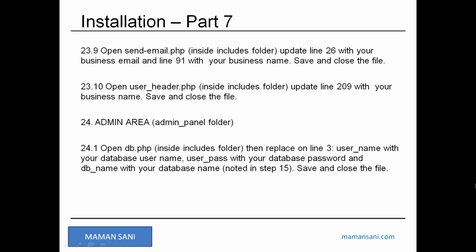Open sendemail.php inside includes folder. Update line 1 with your business name. Save and close the file. Open user_header.php inside includes folder. Update line 209 with your business name and save and close the file. Admin area.